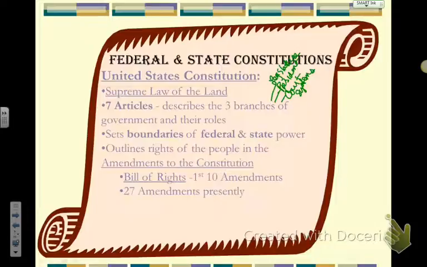And really the only crime that's outlined in the U.S. Constitution is treason. That's the only crime that's actually specifically spelled out in the Constitution.